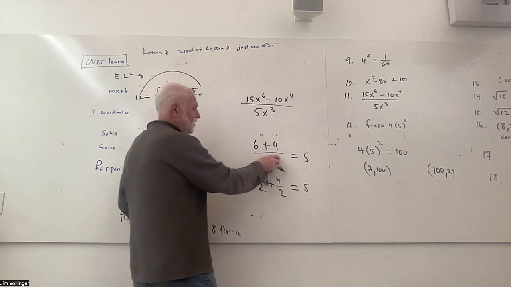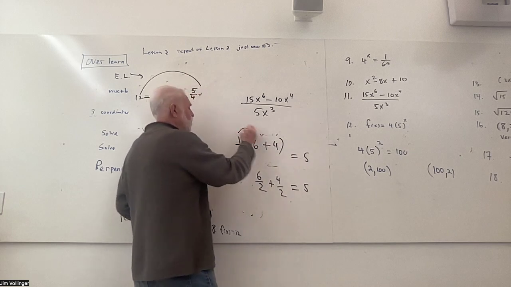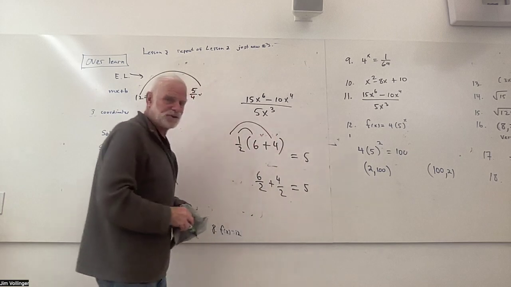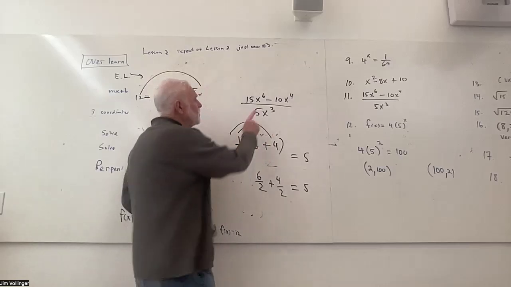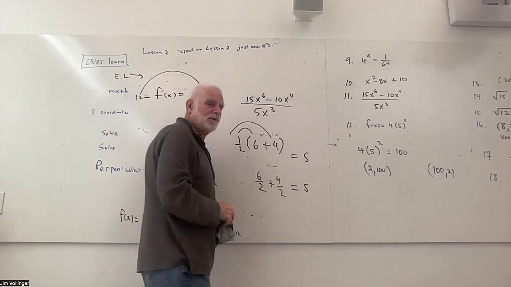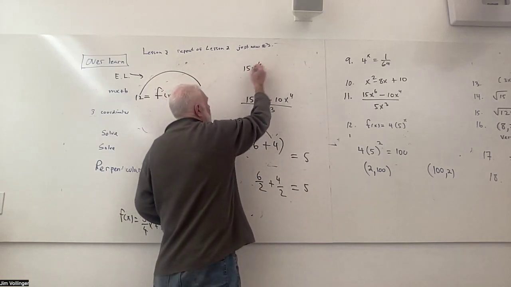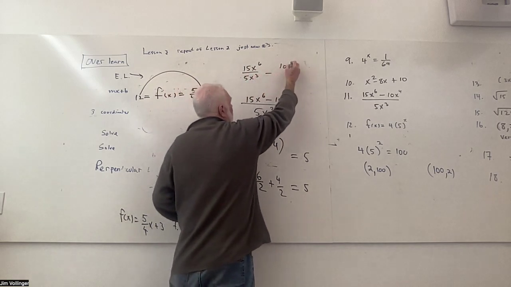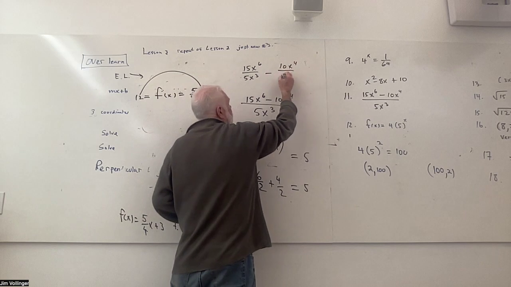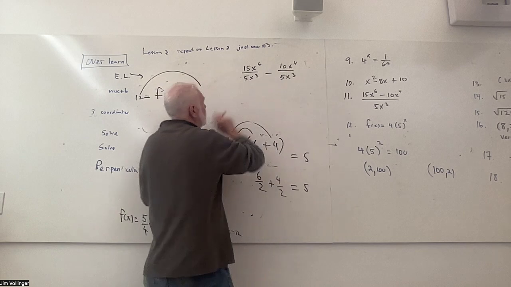And dividing by 2 is the same thing as multiplying by a half. And you wouldn't forget to distribute this multiplication. Then don't forget to distribute the division, because division is a form of multiplication. So I'm going to distribute it, and then I'm going to simplify it. I hope everybody knows how to reduce a fraction.